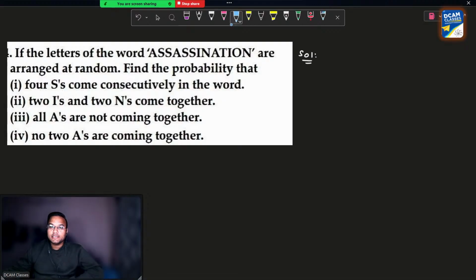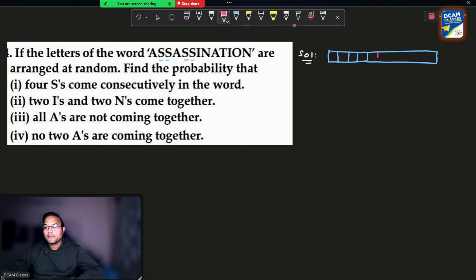See, in assassination, all 4 S's come together. So we can take them as a group. Let's have the S's in this position. Remaining letters, how many are there? 1, 2, 3, 4, 5, 6, 7, 8, 9. Total 13 are there.